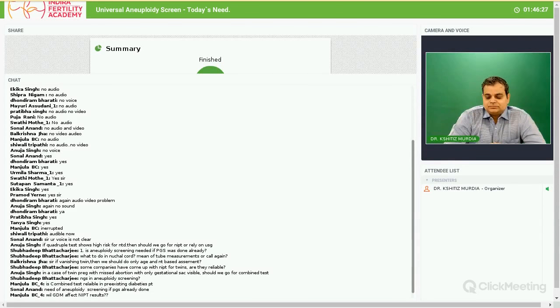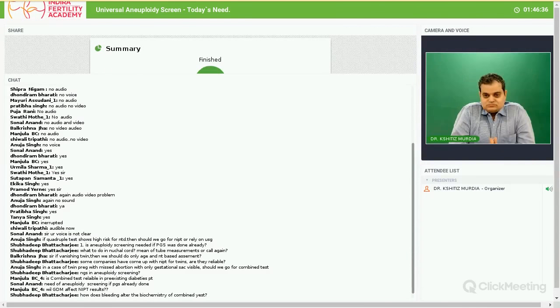Dr. Sonal, need of aneuploidy screening if PGS is already done. This we've already answered, Dr. Sonal, that if you have done PGS, there's no requirement for aneuploidy screening.